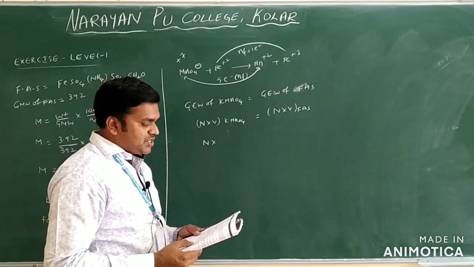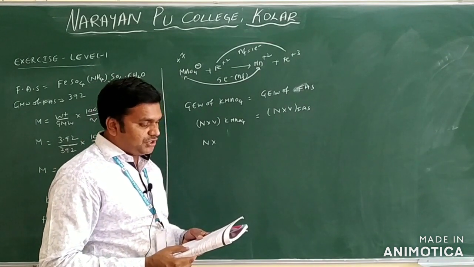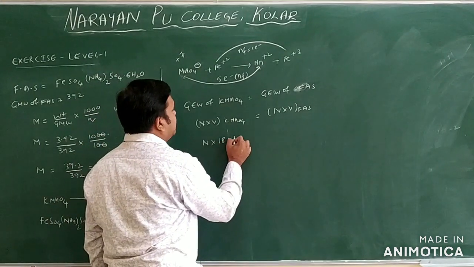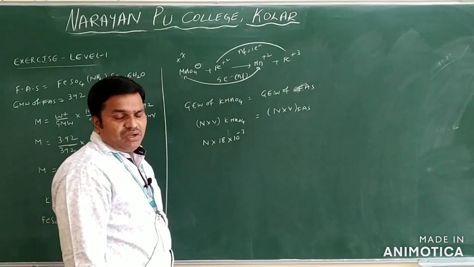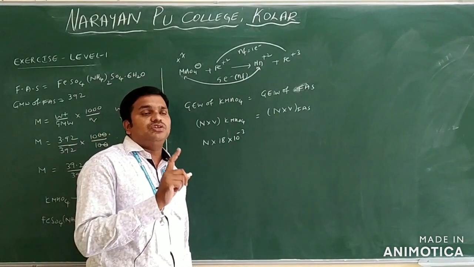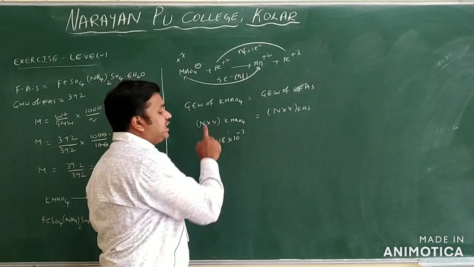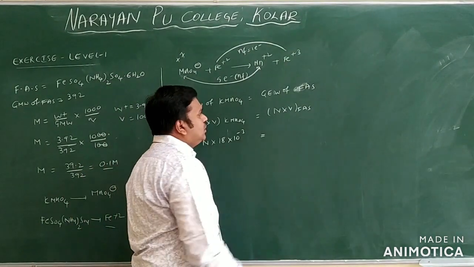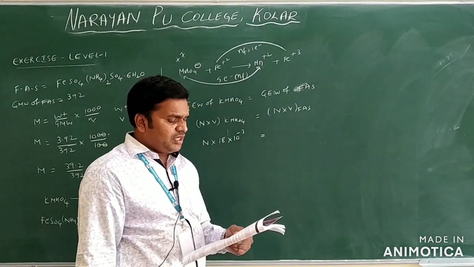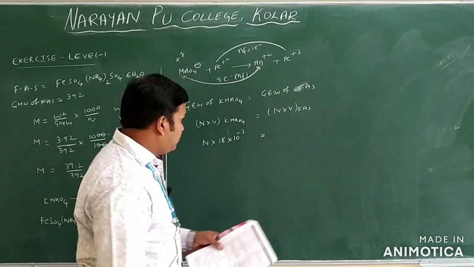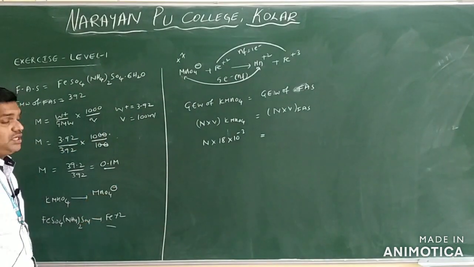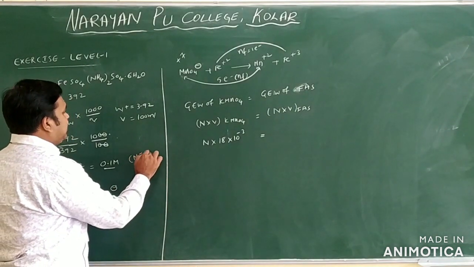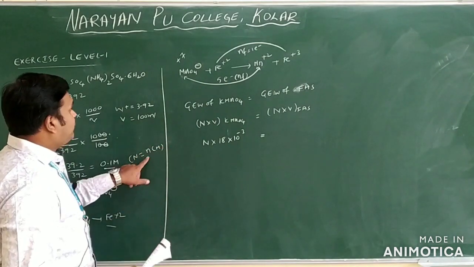So 20 ml of this FAS solution requires 18 ml of the KMnO4 solution. I will write N into 18 into 10 power minus 3. Why 10 power minus 3? Because the volume is given in ml, and you take the volume in liters. That is equal to the normality of FAS. The molarity we have is 0.1 M, so convert this 0.1 M into normality. The formula is normality N is equal to n factor into M. What is the n factor for FAS? It is 1 only.